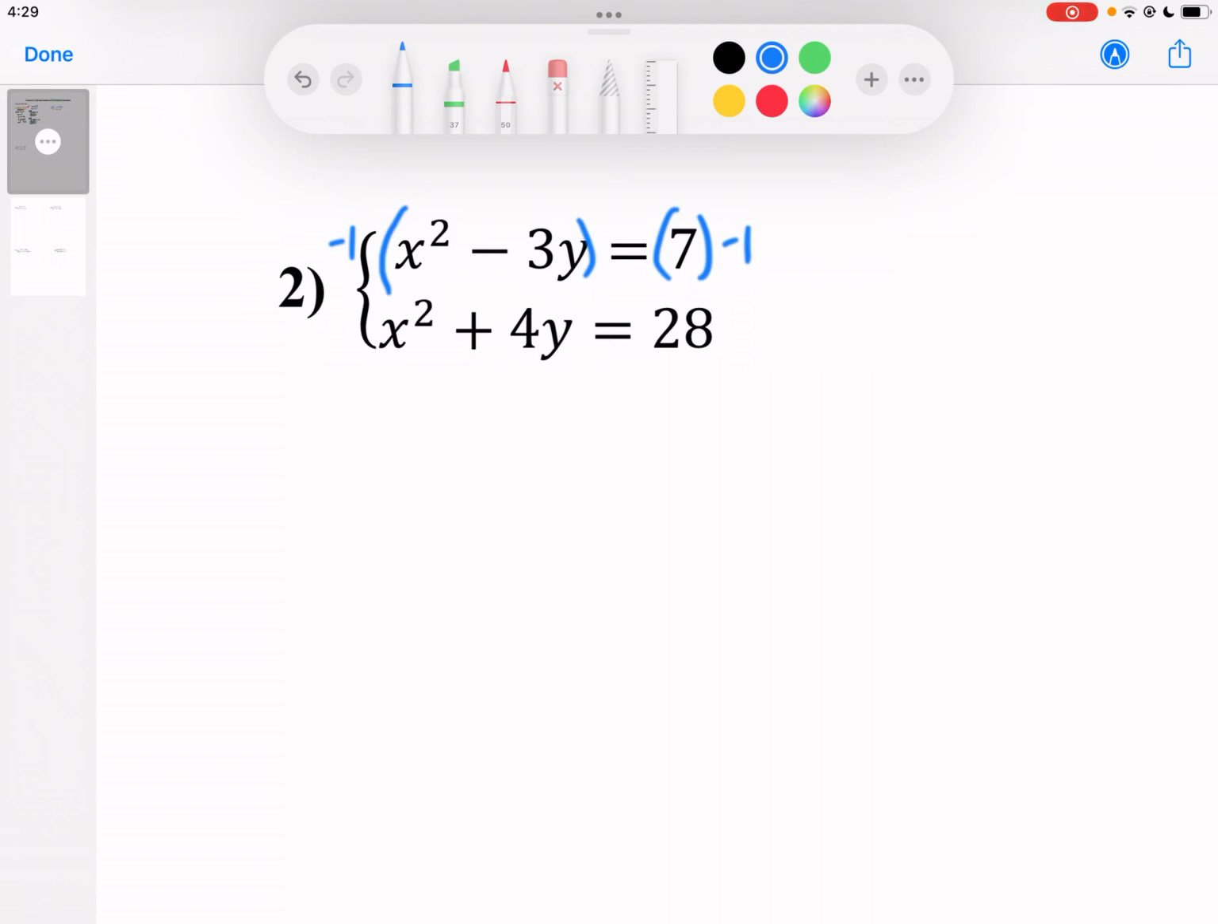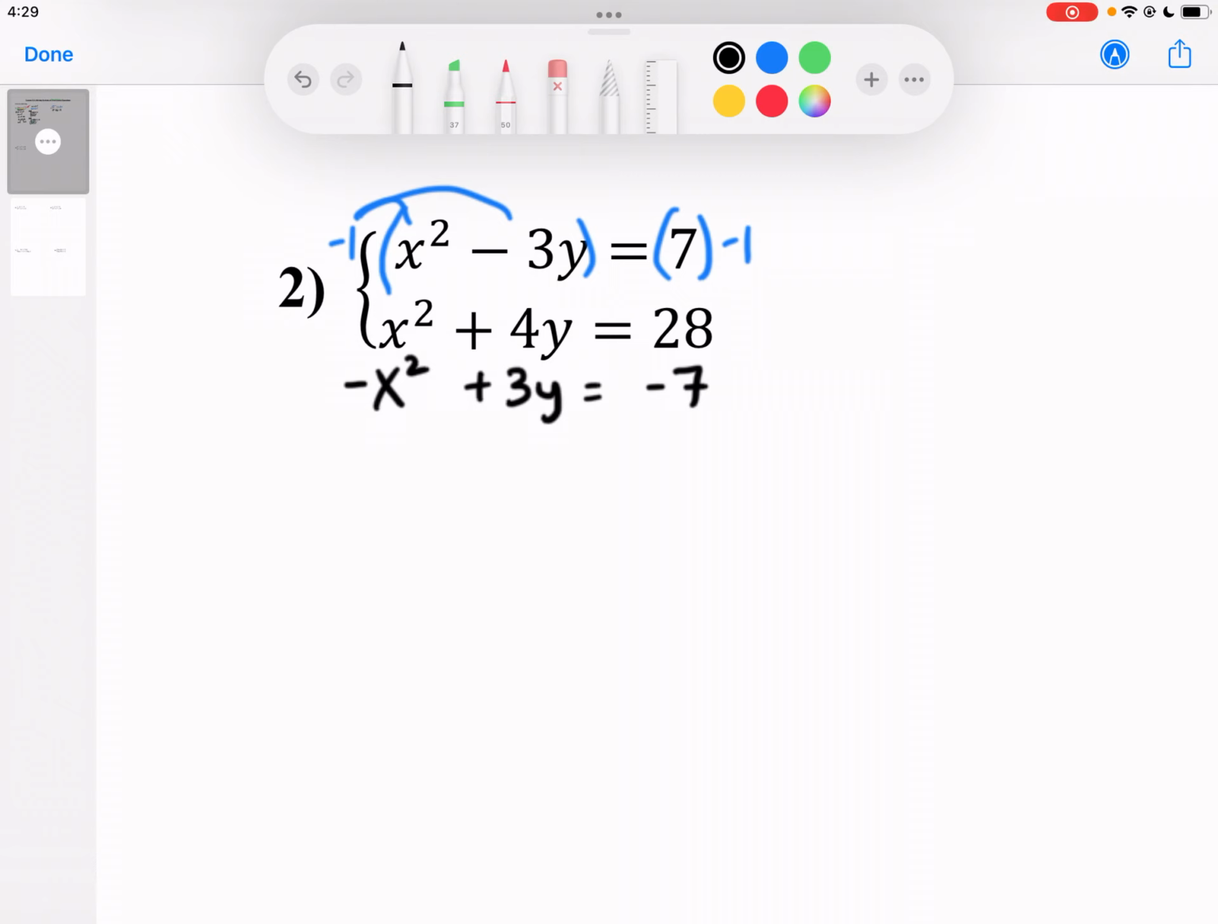So I'm multiplying by -1, distribute, so on. And since I'm doing the top equation, I'm just going to line it up right underneath this bottom equation. Okay, so we're just going to use these two. So it's negative x squared plus 3y equals negative 7.